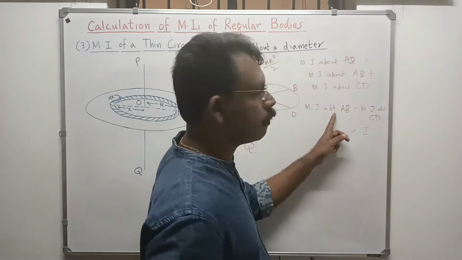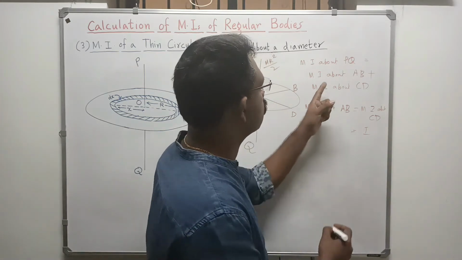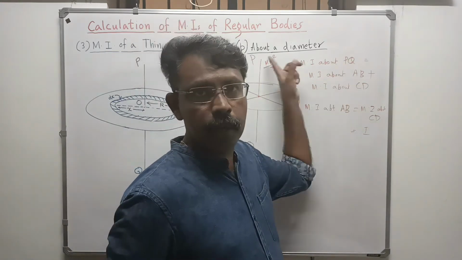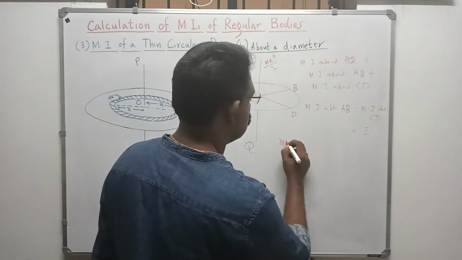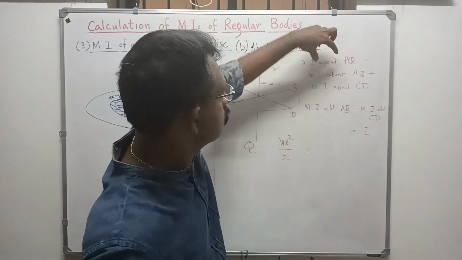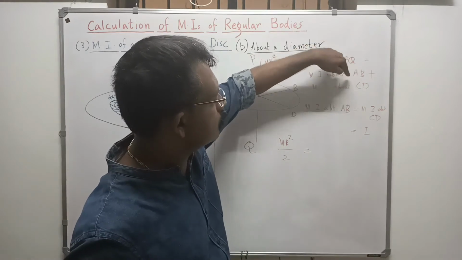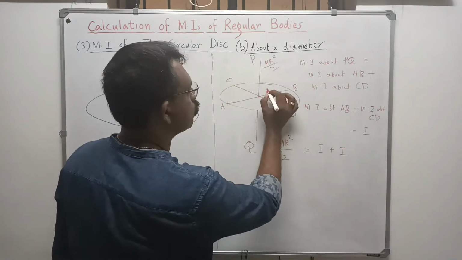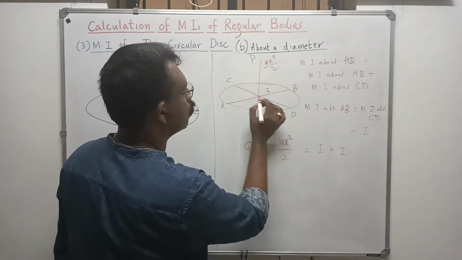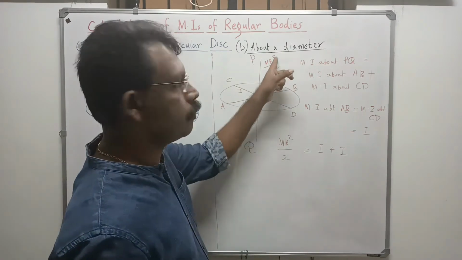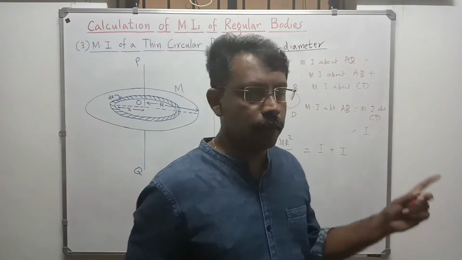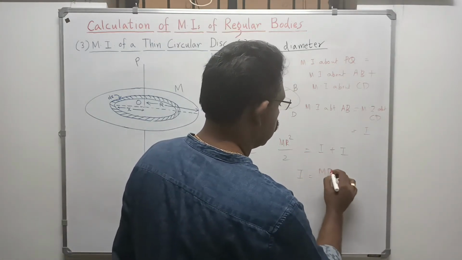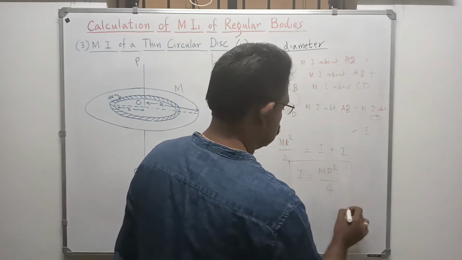Suppose I am taking each of these moments of inertia to be I. I can say that MI about the perpendicular axis, I have already derived it to be MR squared by 2. So this quantity is equal to I plus I. Here I am taking the moment of inertia of the disk about this one as I, about this one also as I. I plus I is equal to MR squared by 2, which means this I should be MR squared by 4. So this is what we are getting.